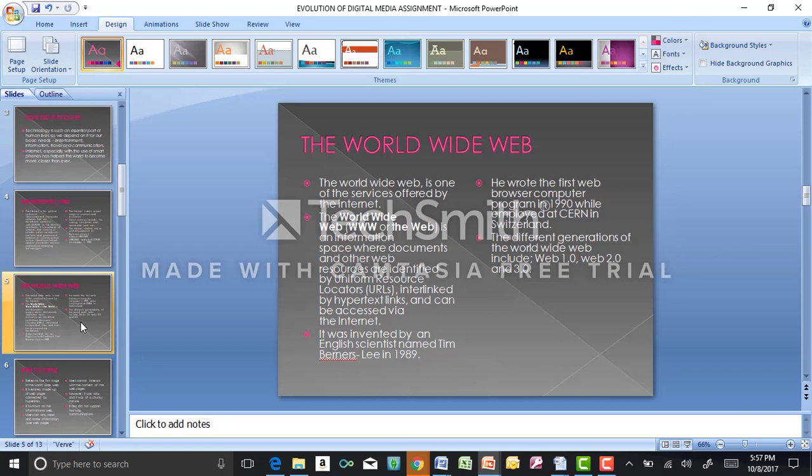The World Wide Web is one of the services offered by the Internet. It is also known as www or the web. It was invented by Tim Berners-Lee in 1989, and he wrote the first web browser computer program in 1990 while employed at CERN in Switzerland. There are different generations of the World Wide Web, and these include Web 1.0, Web 2.0, and 3.0.